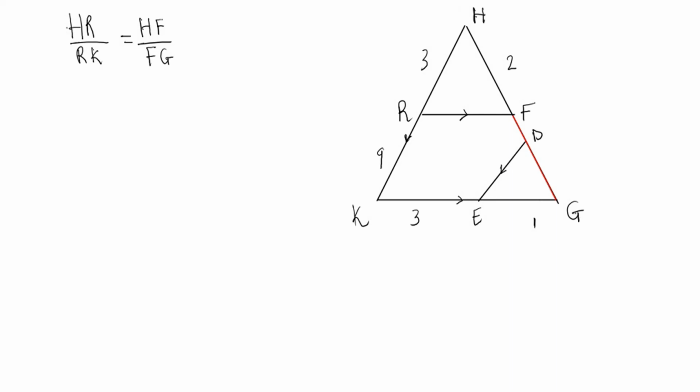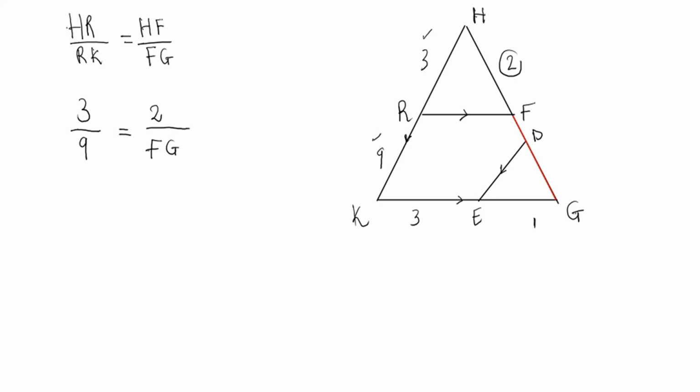So we said HR is 3, we said that RK is 9, which is equal to, we said HF is 2, over FG. Our FG is what we are looking for. All right, then from here, guys, we simply make FG the subject of the formula.